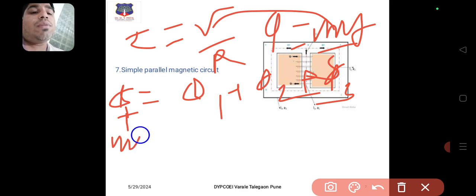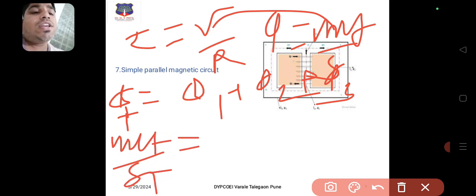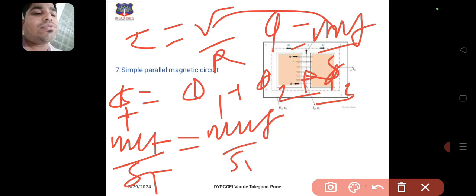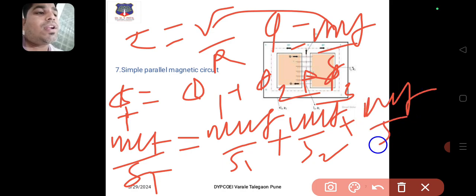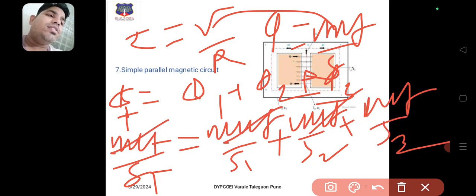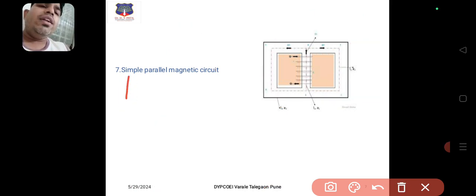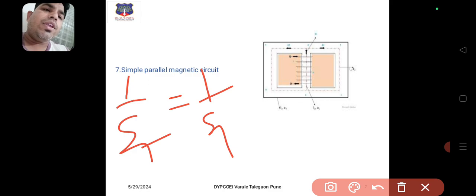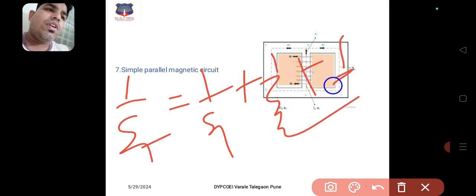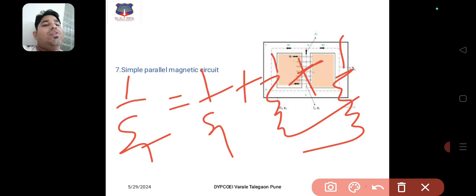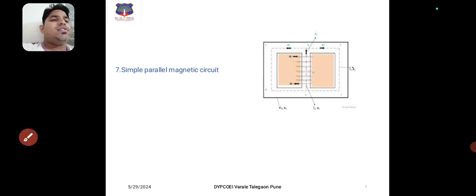So phi is equal to mmf divided by St, which is equal to mmf divided by S1 plus mmf divided by S2 plus mmf divided by S3. All the mmf are the same, so mmf cancels. We get, in the case of parallel, 1 upon St is equal to 1 upon S1 plus 1 upon S2 plus 1 upon S3. So note that in the case of series, St is equal to S1 plus S2 plus S3, and in the case of a parallel magnetic circuit, the reciprocal 1 by St is equal to 1 upon S1 plus 1 upon S2 plus 1 upon S3.